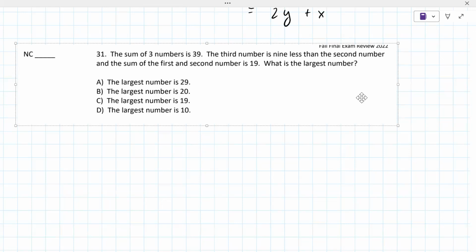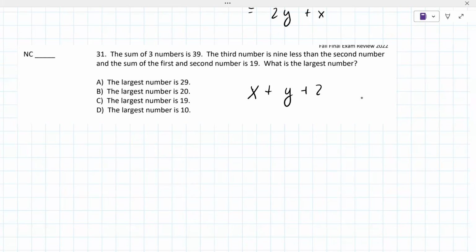Okay. So three numbers, you can write some equations here, like x plus y plus z is 39. The third number, which we'll call z, equals 9 less than the second number, so y minus 9. The sum of the first and the second number is 19, so x plus y equals 19. There you go.